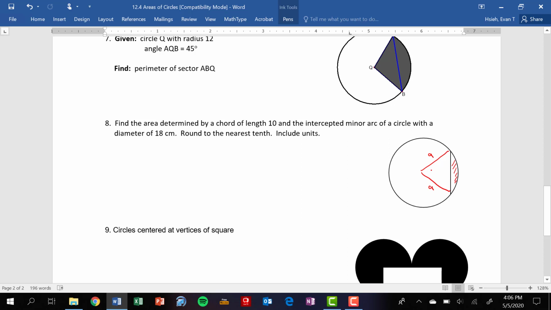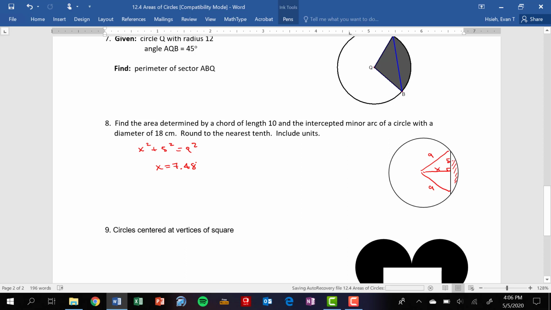And looks like the length of the chord is 10, so if I draw in a radius, an altitude right here, I know that this side's going to be 5. I can find the altitude, let's call it x, by doing the Pythagorean theorem. I can do x squared plus 5 squared equals 9 squared. And so x is going to end up being equal to 7.48.